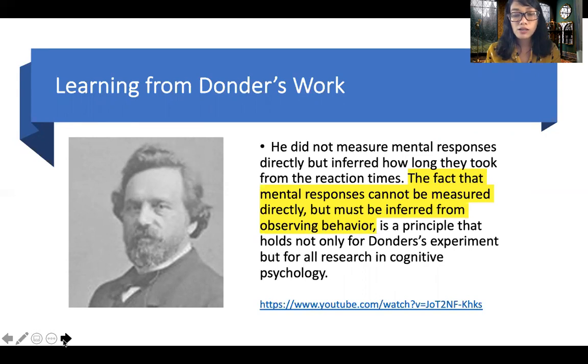So this way in Donders' experiment is a principle that is important for all research in cognitive psychology in the future, which is that we measure the behavior to explain the mental process that cannot be measured directly.